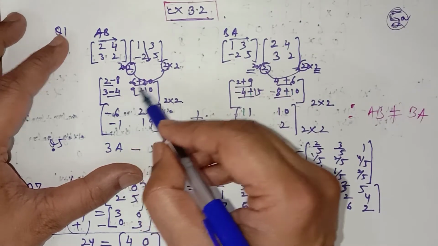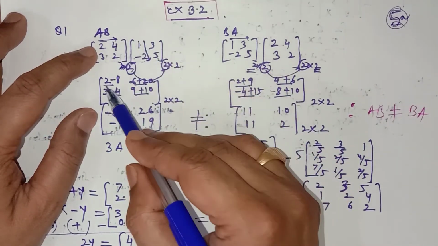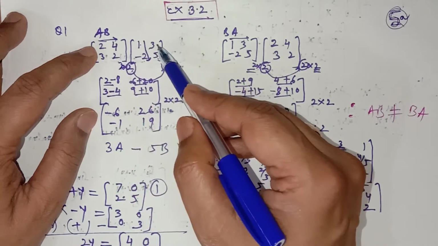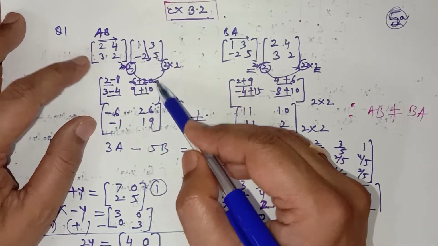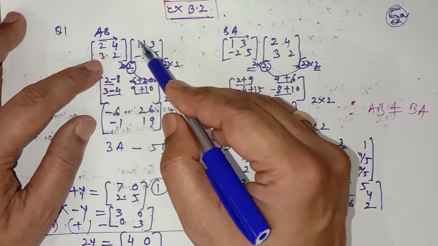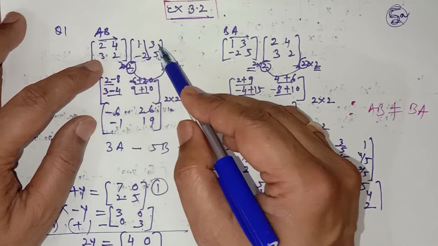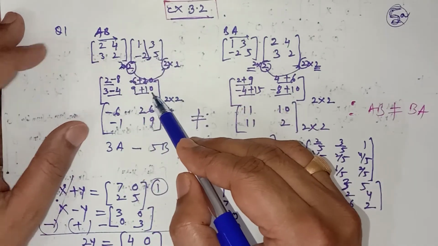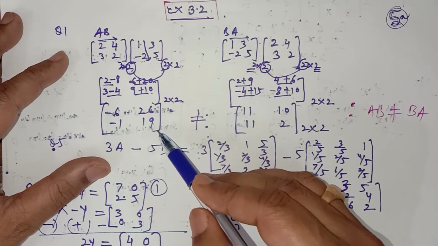So how can you obtain this? First row, first column means 2 into 1 plus 4 into minus 2, that is 2 minus 8. First row, second column, that is 2 into 3 plus 4 into 5, that is 26. Second row, first column, that is 3 into 1 plus 2 into minus 2. Second row, second column, that is 3 into 3 plus 2 into 5. You will get the elements of this matrix of order 2 by 2, which is the resultant matrix.